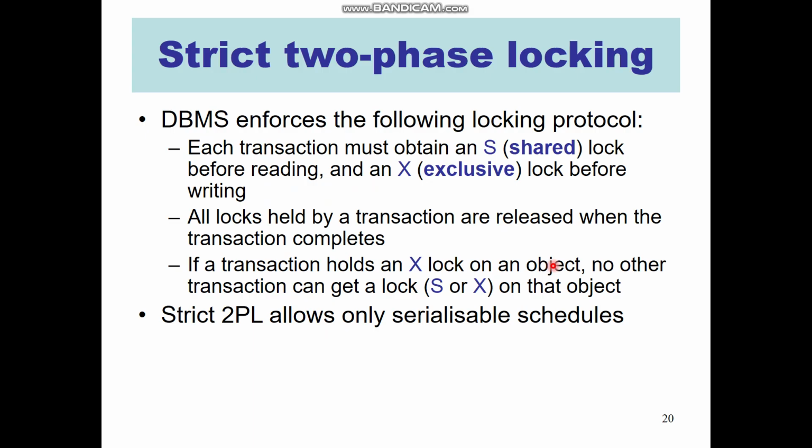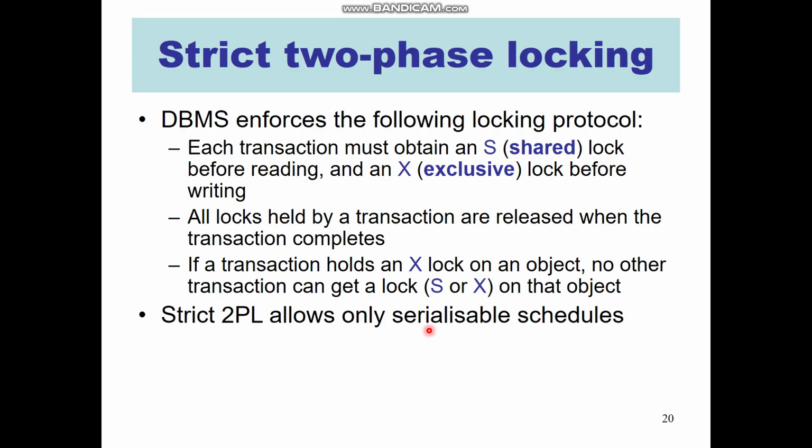For these issues, what we prefer is a strict two-phase locking mechanism, which is used by the transactions. Each transaction must obtain a shared lock before reading and an exclusive lock before writing. All the locks held by a transaction are released when the transaction completes, either when it is committed or aborted. If a transaction holds a lock X on an object, no other transaction can get a lock S or X on that object.